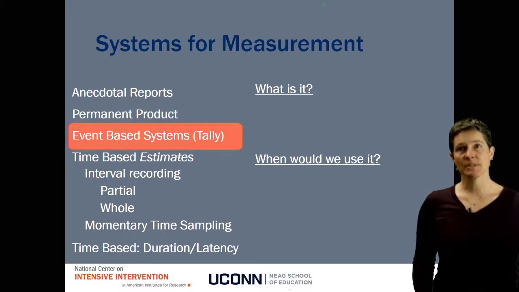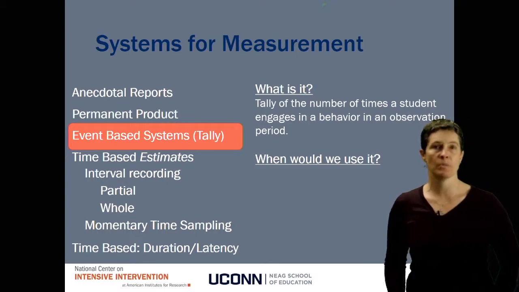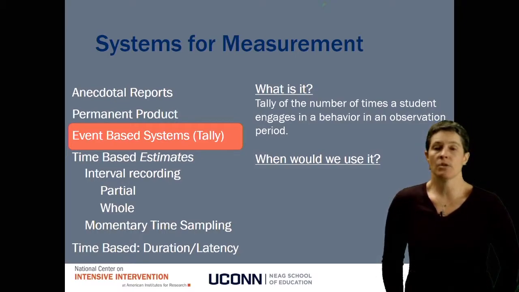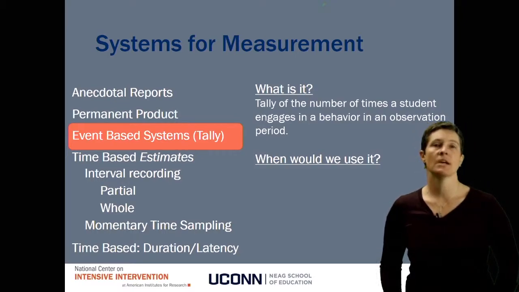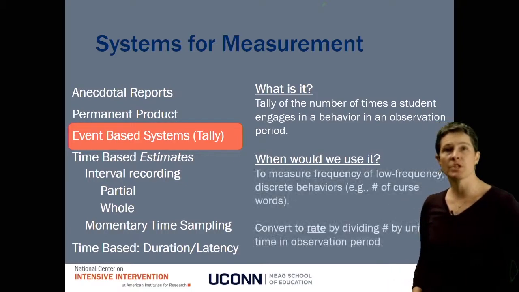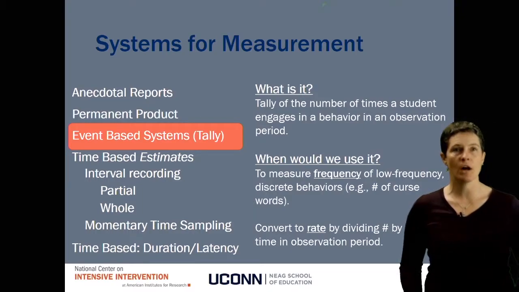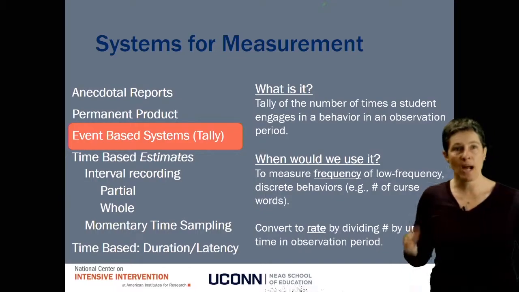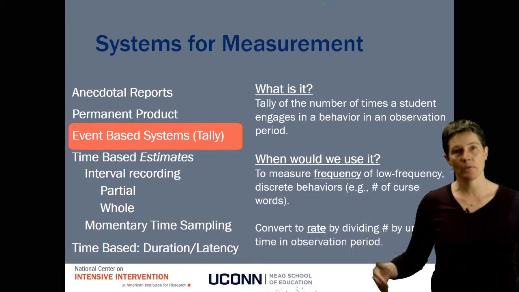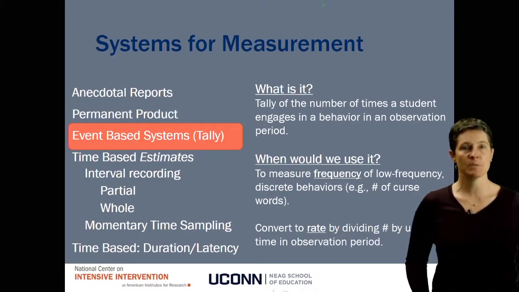The next type of measurement system is an event-based system. This is really just a tally. This is just a count of the number of times a student engages in a particular behavior. So you watch the kid and you count how many times do they call out, how many times do they engage in a particular behavior. This strategy is particularly useful when we want to measure the frequency of things that don't happen super often, because we're trying to count these. If they're happening really, really quickly, it can be hard to count them. So we want to make sure that they're low enough frequency that counting is a feasible strategy.